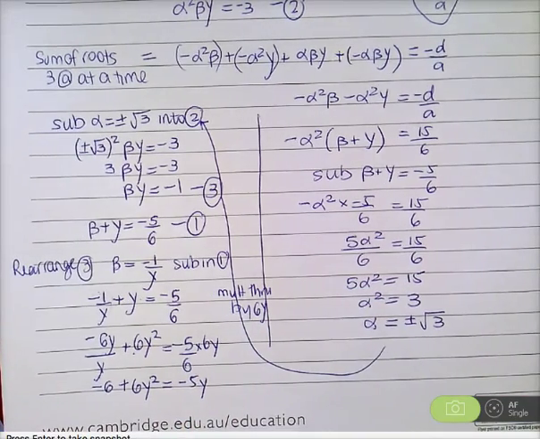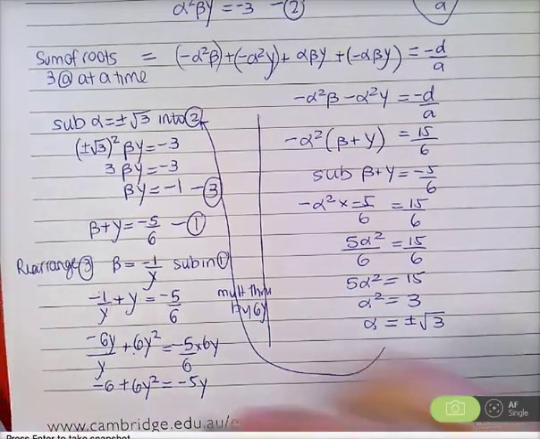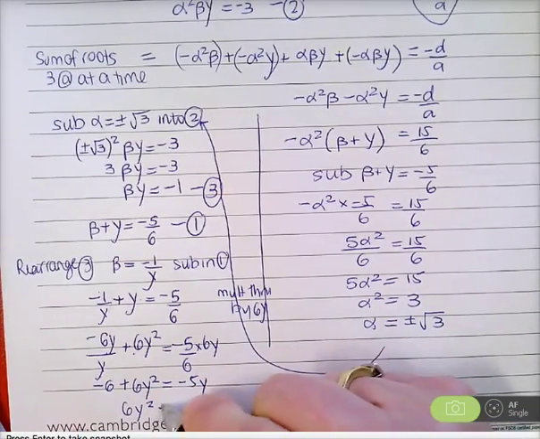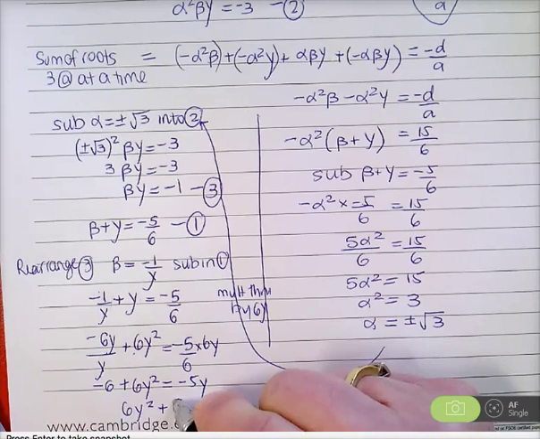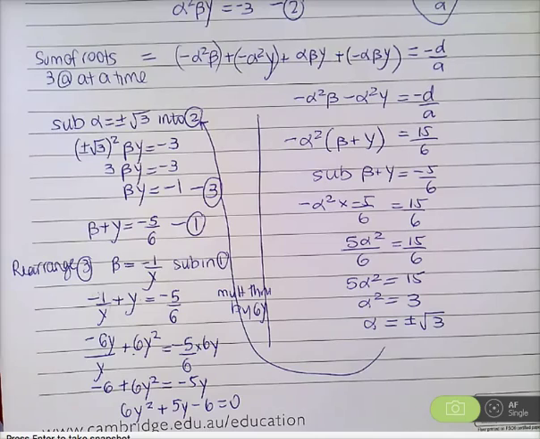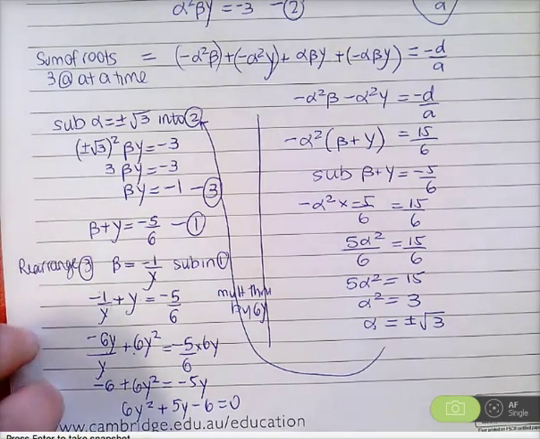Now, I want to take everything over to which side? To the left, where the squared term is positive. 6 gamma squared plus 5 gamma minus 6 equals 0. I have to go to the next page.